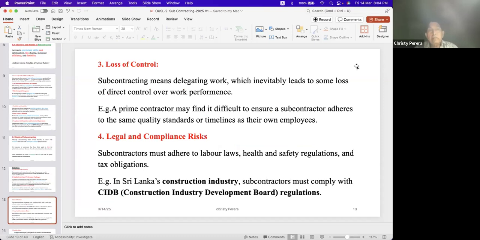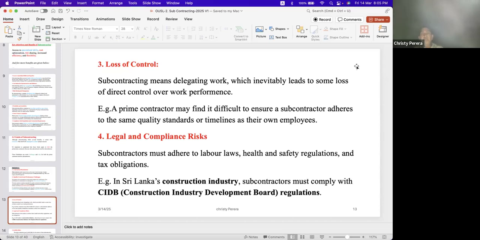Loss of control. Another problem. Subcontracting means delegating work, which inevitably leads to some loss of direct control over work performance. It's a normal thing. For example, a prime contractor may find it difficult to ensure a subcontractor adheres to the same quality standards or timelines as their own employees.